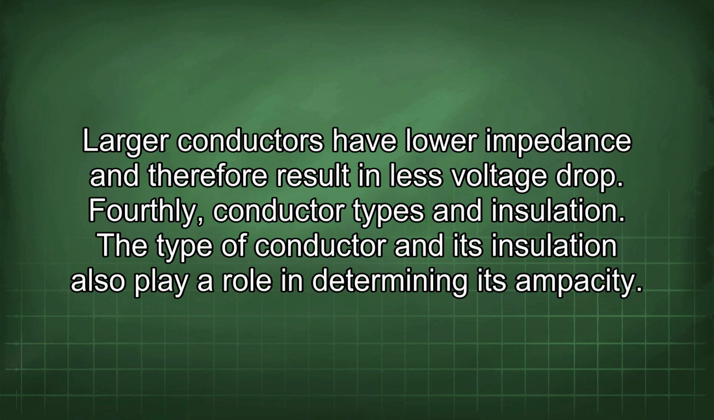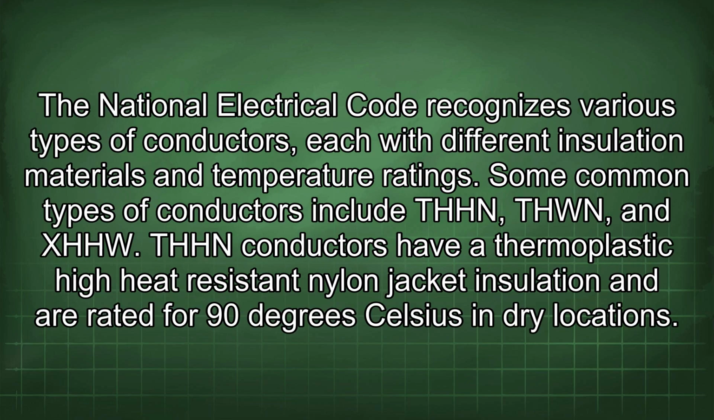The type of conductor and its insulation also play a role in determining its ampacity. The National Electrical Code recognizes various types of conductors, each with different insulation materials and temperature ratings. Some common types of conductors include THHN, THWN, and XHHW. THHN conductors have a thermoplastic high heat-resistant nylon jacket insulation and are rated for 90 degrees Celsius in dry locations.